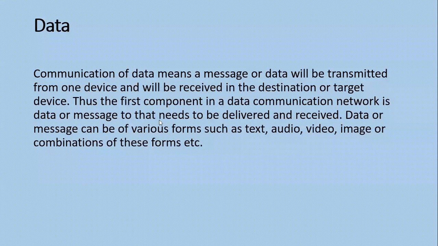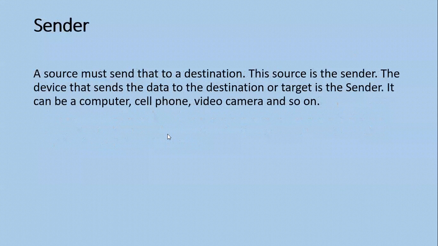Then come towards the sender. A source must send to a particular destination. Source is basically the sender. The source is basically the device through which you are going to send a message. It may be a computer system, as I have told you. It may be a cell phone. It may be a tablet or laptop or mini computer or mainframe computer, any sort of device, even a small device, even a part of the device.